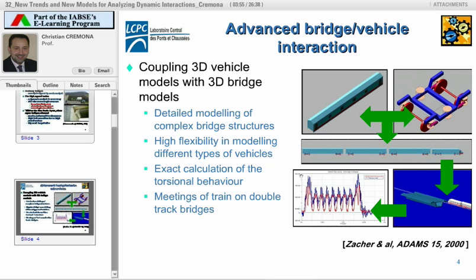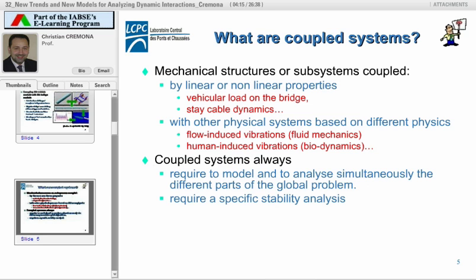One is made by the train itself, and the other one is made by the structure. And when you combine two systems, it means that you cannot analyze one system without analyzing the other system. And this is basically what we call coupling. So let's go further and give some basic definitions regarding coupled systems. What exactly are coupled systems?